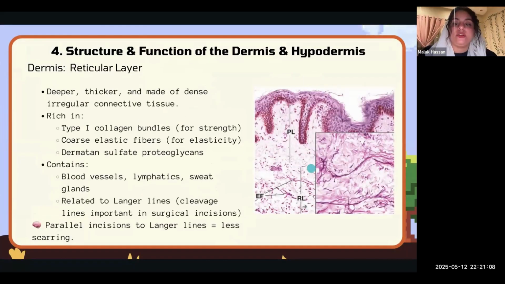Now, finally, we have the reticular layer, which is the deeper and thicker layer, and it's made up of dense, irregular connective tissue. And it's mostly type 1 collagen, coarse elastic fibers, and dermatan sulfate proteoglycans. And they will contain blood vessels, lymphatics, sweat glands, and they're related to Langer lines. If you guys remember, or if you guys have heard, Langer lines are basically the lines that are important in surgical incisions. If you cut parallel to the Langer lines, then you have less scarring.